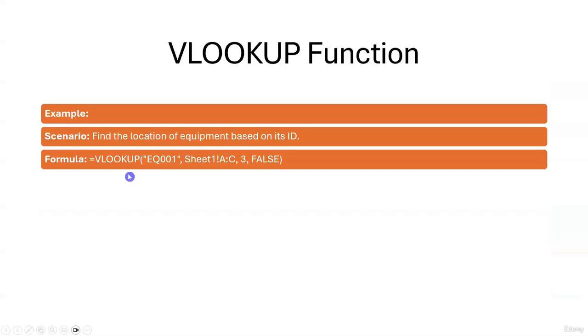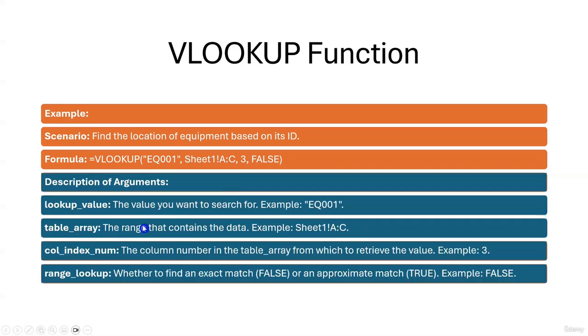VLOOKUP function. Now let's delve into the classic VLOOKUP function. Imagine you need to find the location of a piece of equipment based on its ID. The formula is VLOOKUP(EQ001, Sheet1!A:C, 3, FALSE). So column A is the first column, B is second, column C is third. 3 means the third column, C.